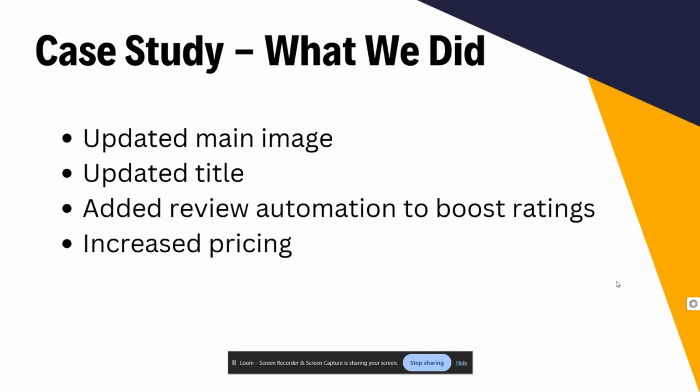And essentially, what we did was very simple. We A/B tested and updated the main image. We A/B tested and updated the title. We added review automation to boost ratings. They were kind of right on the edge. They were 4.0, which is not good, right? 4.0 in reviews is at the limit of being a good product on Amazon. So we added review automation.